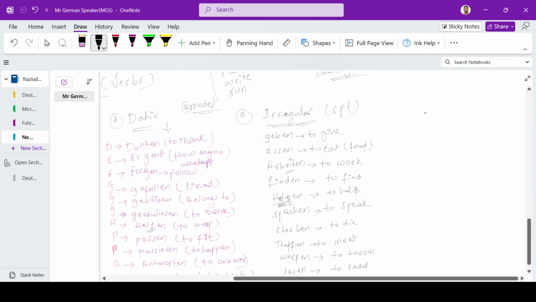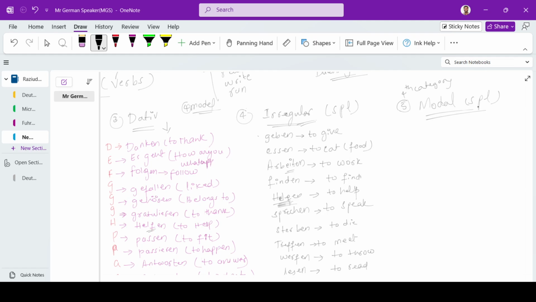Since I have a couple of minutes more for this video to end, I will also write the modal verbs, the second special verb I would say. Actually, it's the fourth category of word, but yeah, it's called modal verbs. So these modal verbs, we have seven modal verbs.